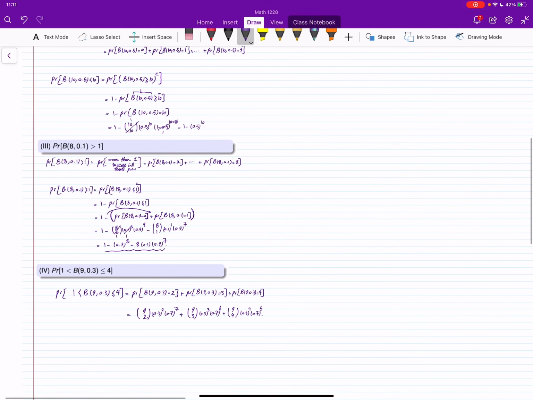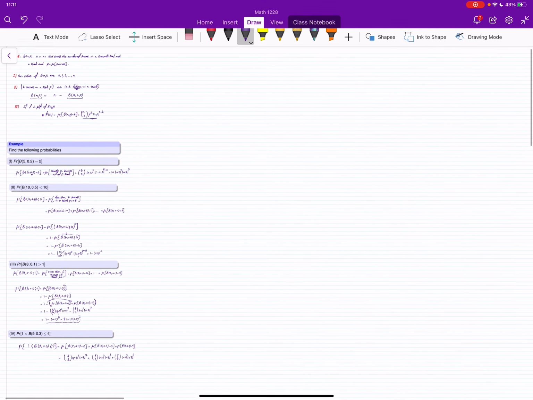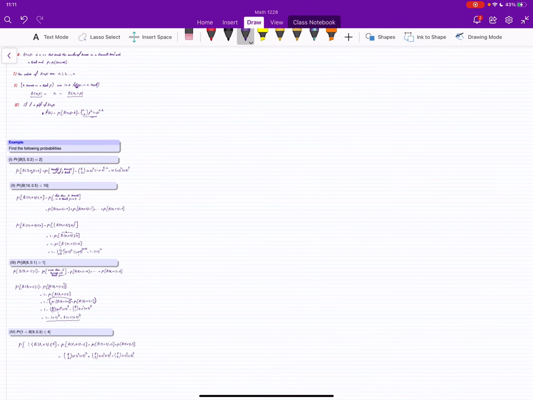So you not only need to know the notations for the binomial random variable, you can also evaluate the probabilities and know some properties of this random variable.